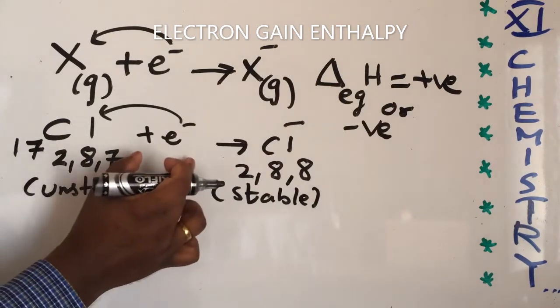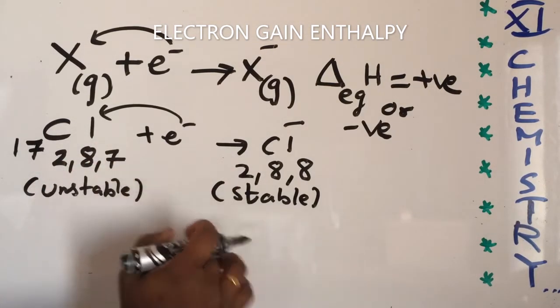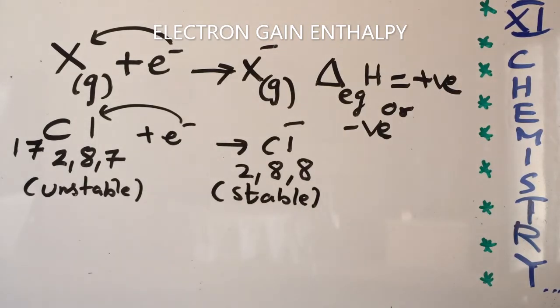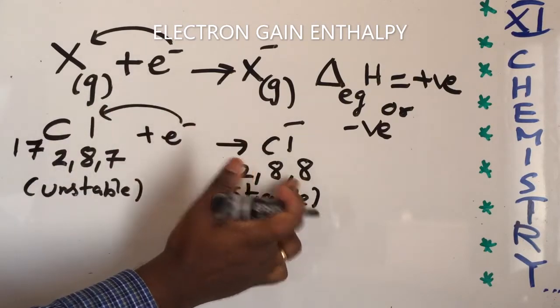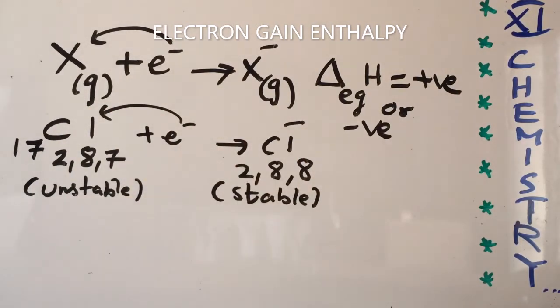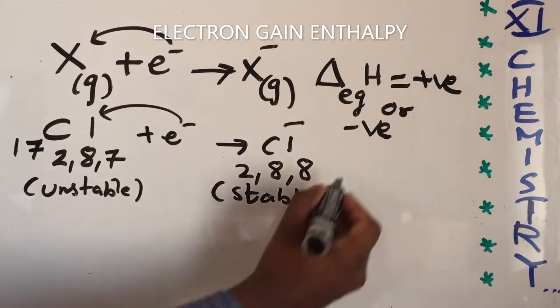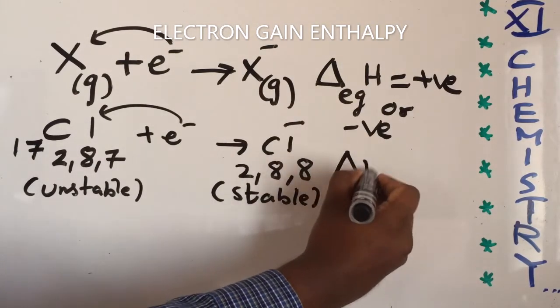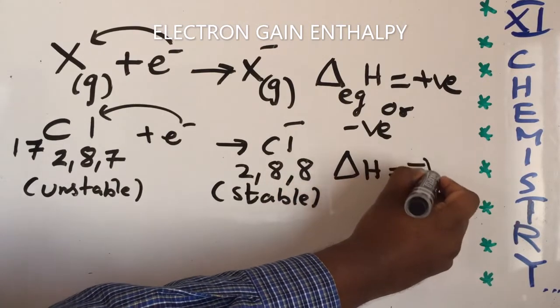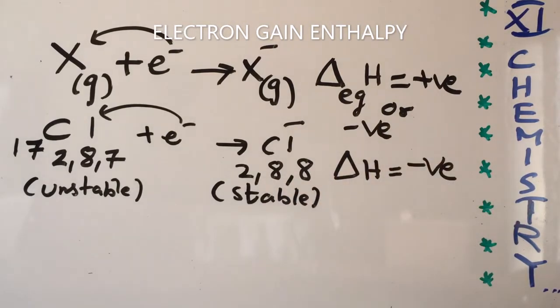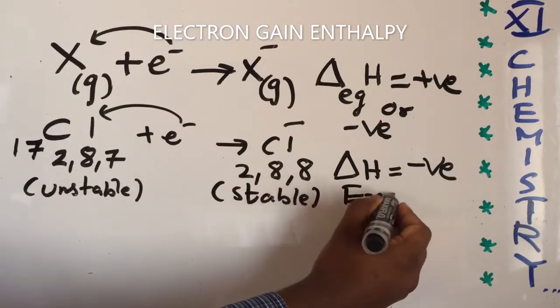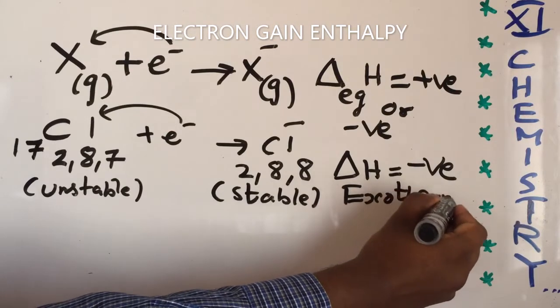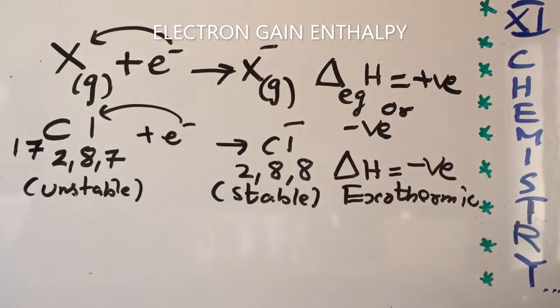Due to the addition of an electron, here energy will be released. Why is energy released? Because the element is getting stability, so energy will be released. So what about the value of delta H? Energy is released here, so the value of delta H will be negative. So what type of reaction is this? Exothermic. So for all exothermic reactions, the delta H value is negative.